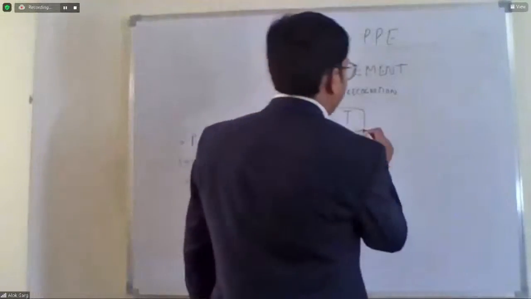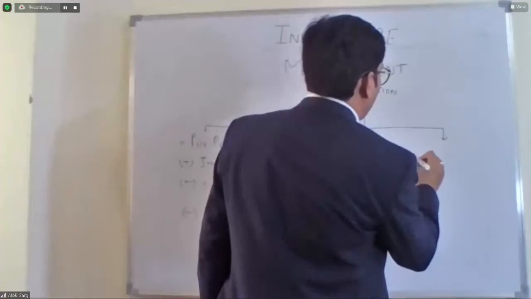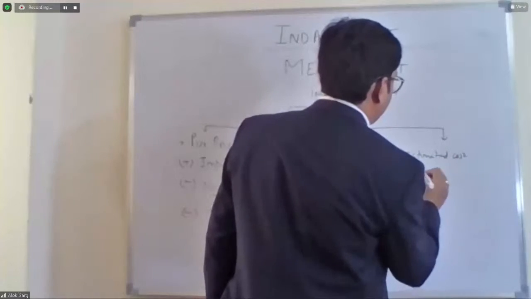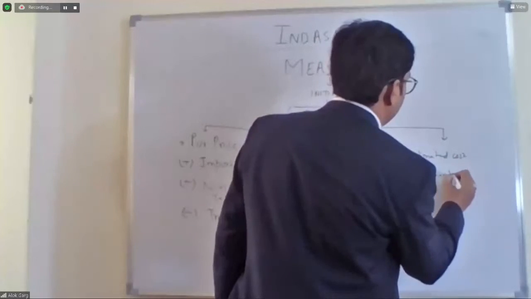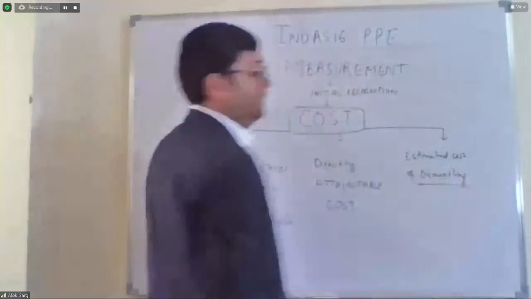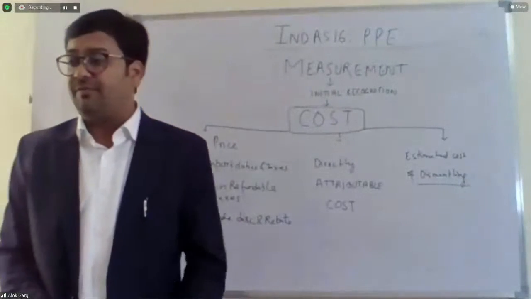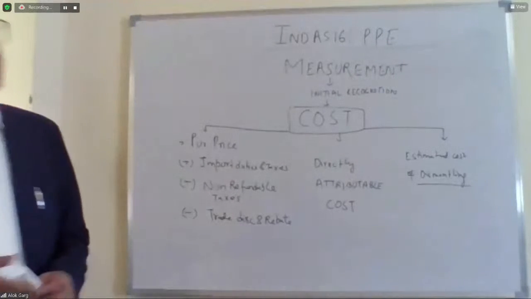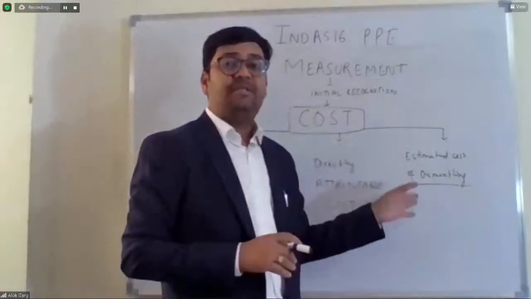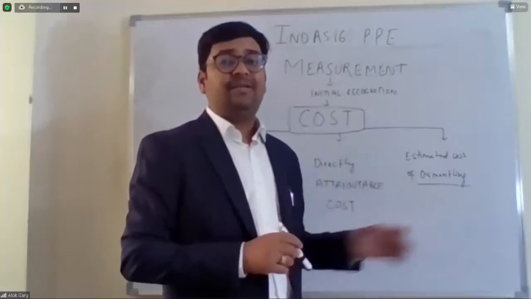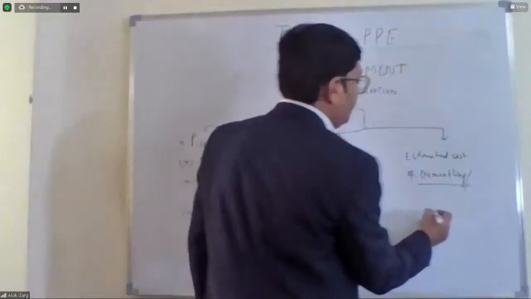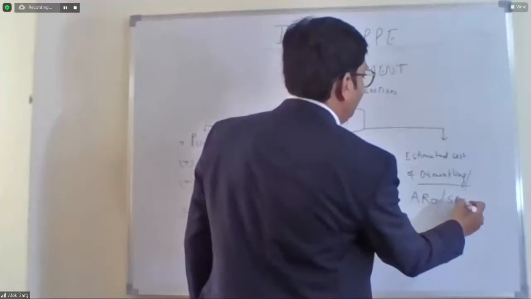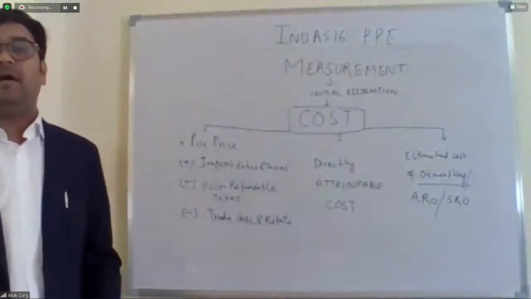Now the third one is estimated cost of dismantling, asset retirement obligation, site restoration obligation. So the initial estimated cost of dismantling or asset retirement obligation. This dismantling cost is also known as ARO, asset retirement obligation. It is also known as site restoration obligation, SRO.